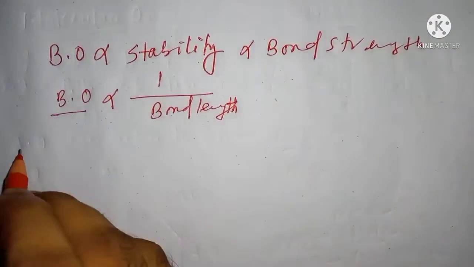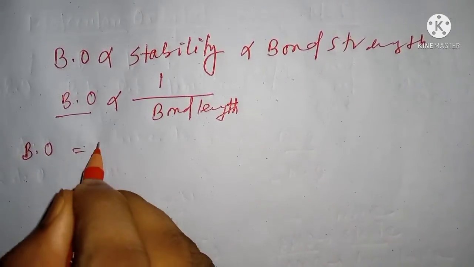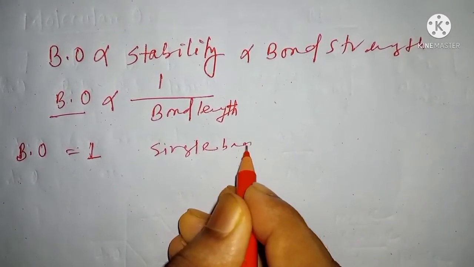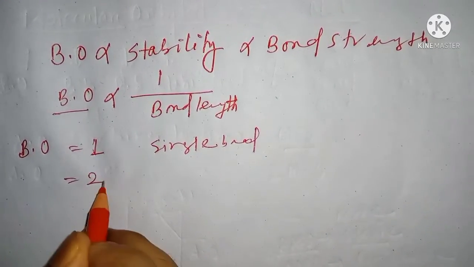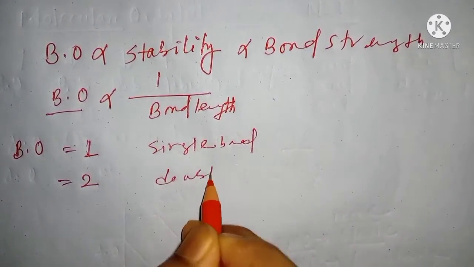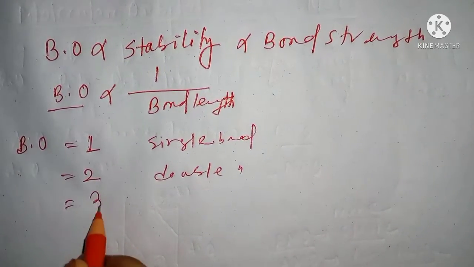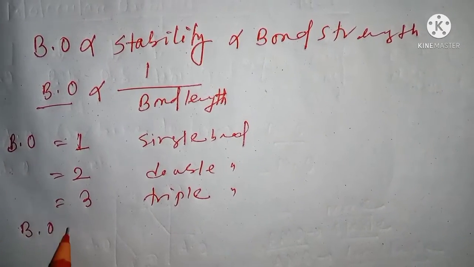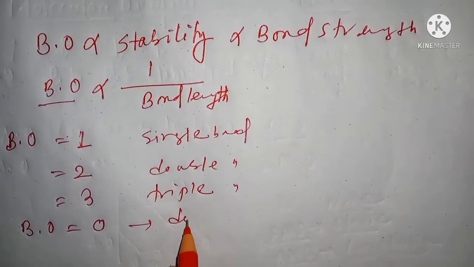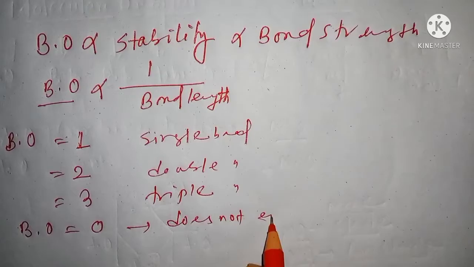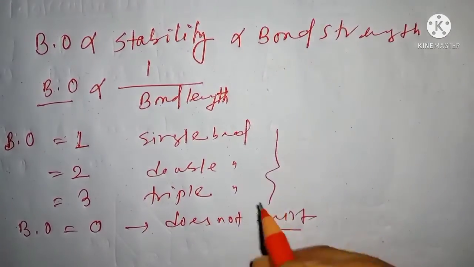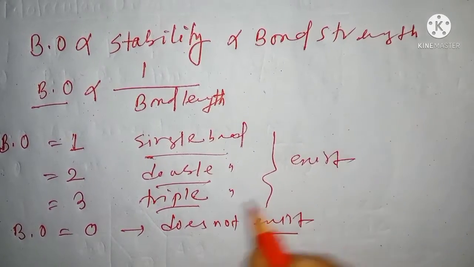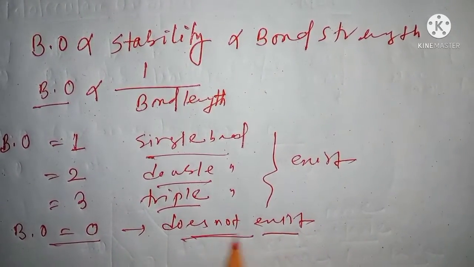This is the order. Now suppose bond order equal to 1, this is a single bond. Bond order equal to 2 means a double bond. Bond order equal to 3 is a triple bond. Now bond order equal to 0 does not exist in nature. Single bond, double bond, and triple bond exist, but bond order equal to 0 does not exist. Remember this thing.